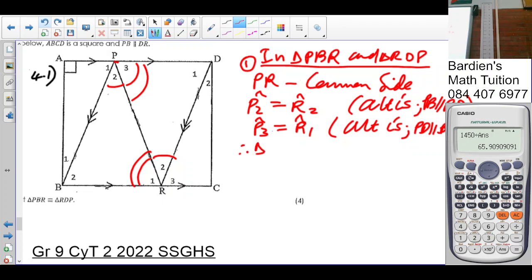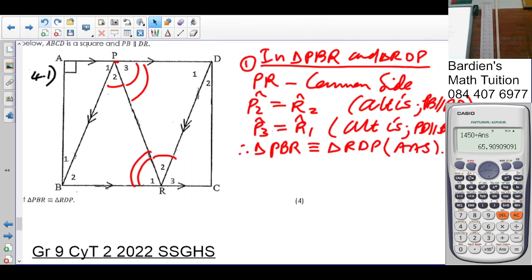So therefore, triangle PBR is congruent to triangle RDP. Why? Angle, angle, side. That's your case for congruency. We use two angles and a side. Yes?